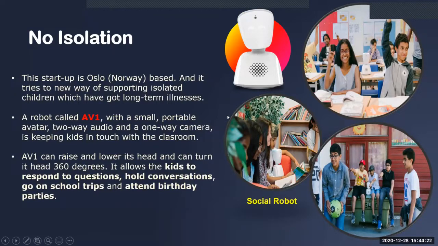And this robot actually helps kids respond to questions, hold conversations, go on school trips, and attend birthday parties. So I think it's very crucial for a child to interact with their friends, and the child could not interact with their friends because of health issues. This robot helps them, and this kind of robot is called a social robot. A social robot means one which interacts with people.